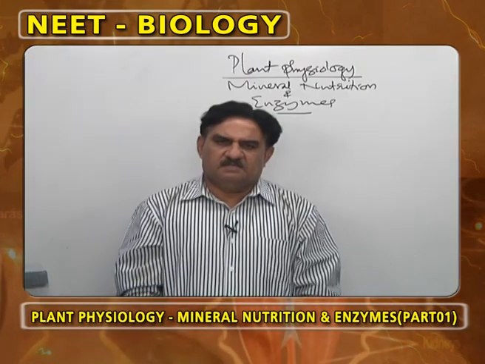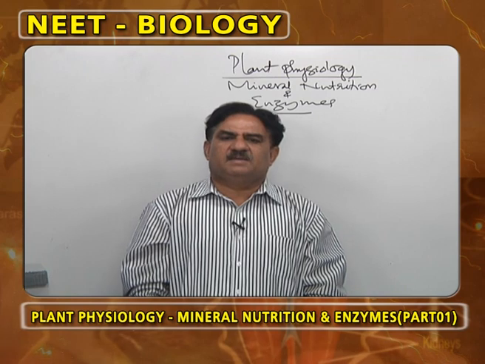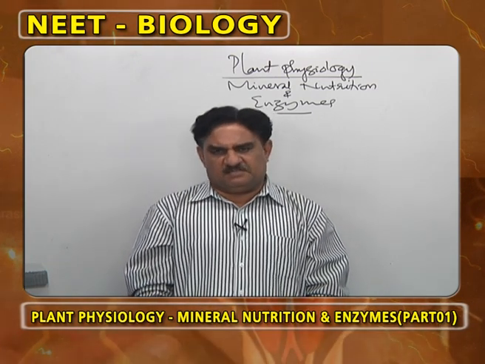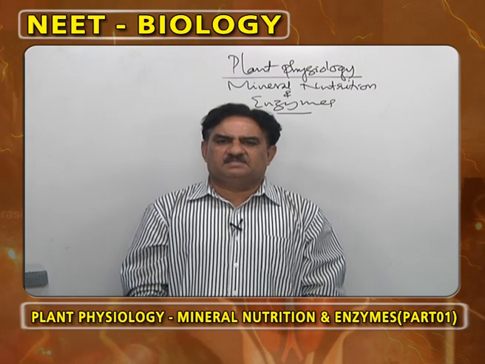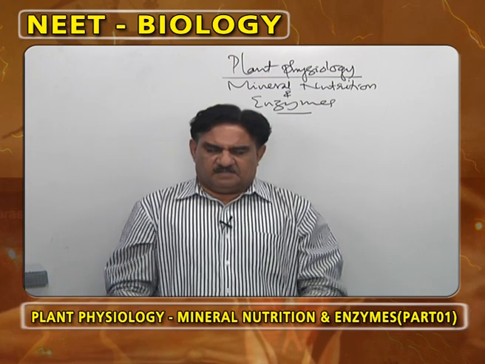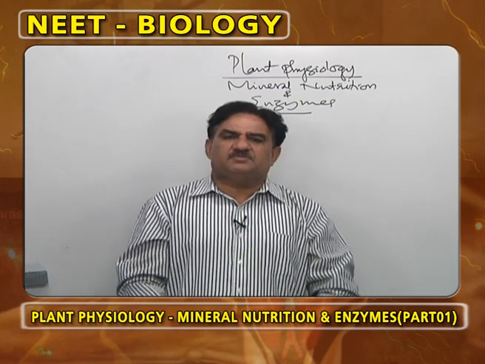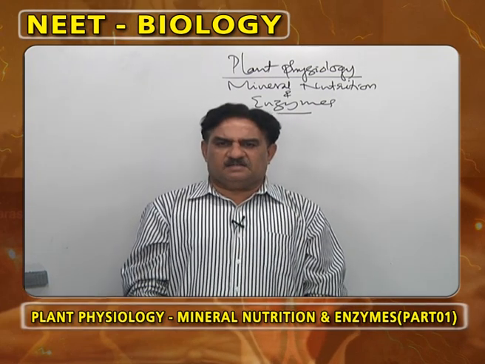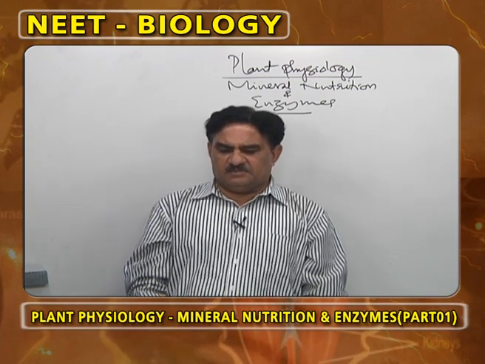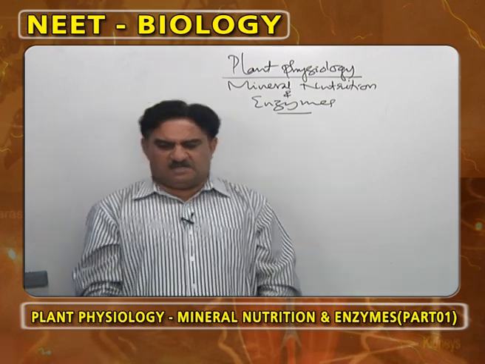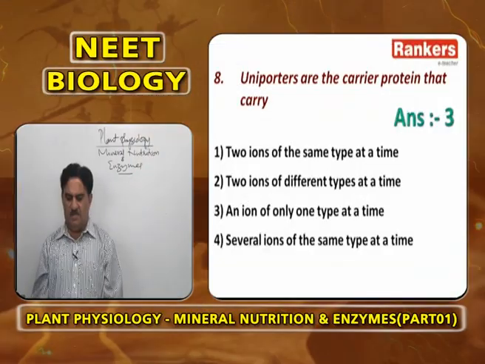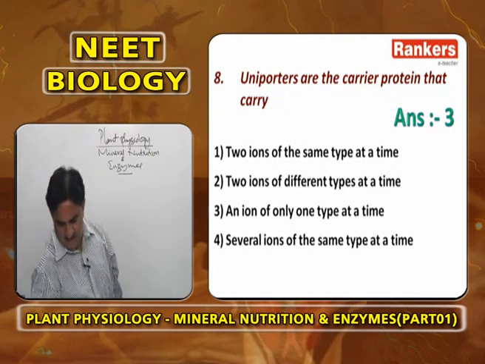There is co-transport. Some carriers take two different ions either in the same direction or in the opposite direction. If they take two different ions in the same direction, it is called symport. If they transport ions in opposite directions, that means some ions are coming inside and some ions are thrown out, that is called antiport. So here, uniporters are the carrier proteins that carry an ion of only one type at a time.